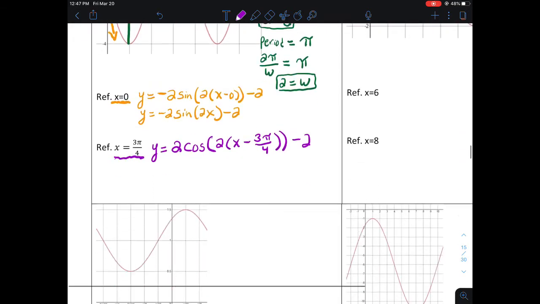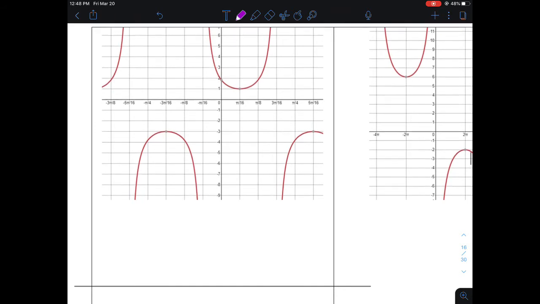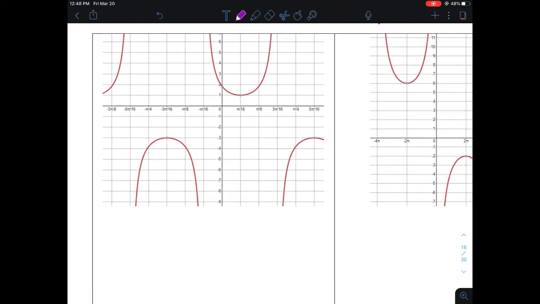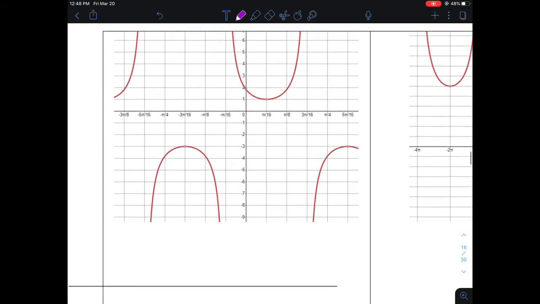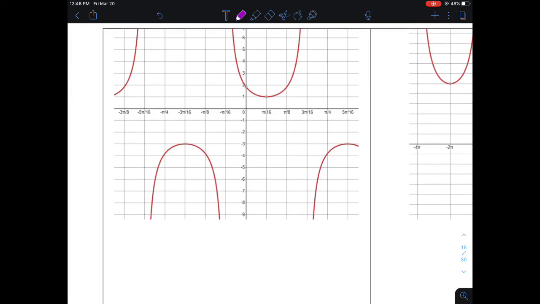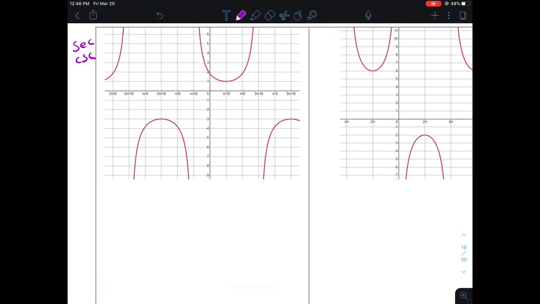Now let's look at a different kind. Let's look at a secant or cosecant graph. Now, the key characteristics for secant or cosecant graphs is that you'll see the stereotypical u's and n's. So anytime I'm trying to write the equation, I want to identify the possible functions. Well, we could be secant or we could be cosecant.